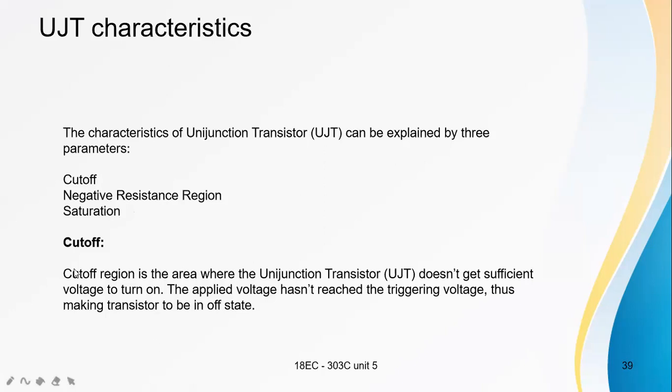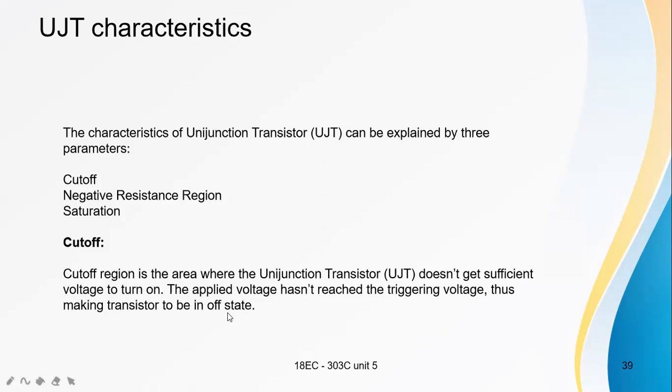What is cutoff region? It is the area where the UJT doesn't get sufficient voltage to turn on. That means the device is still in off mode, and that is where the emitter voltage is 0, or below the peak point; the device is still in the off state. This is called cutoff region. The applied voltage has not reached the triggering voltage. What is triggering voltage? Peak voltage is the triggering voltage. That makes the transistor stay in the off state.